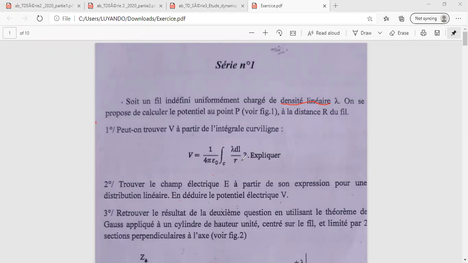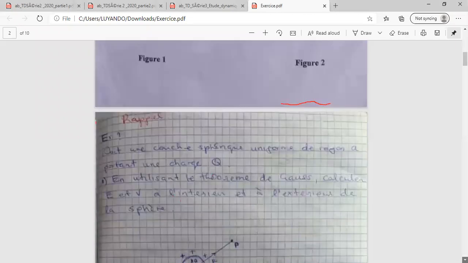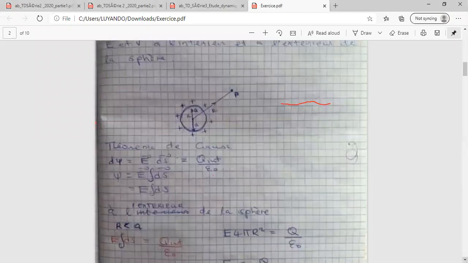They've given us a field that is uniformly charged with linear density, and an expression, and they want us to calculate the exact value of V from this expression, and then explain. So that is what we're going to do. In short, we're still trying to find our potential.